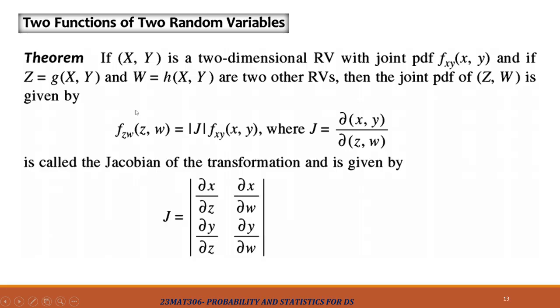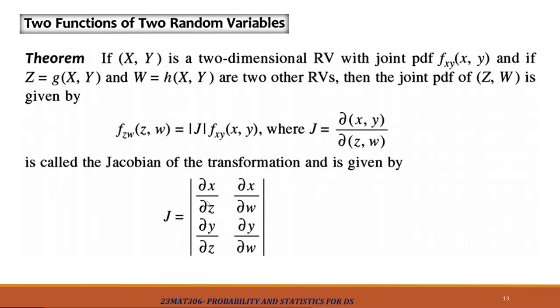We are taking z comma w, so a joint density function means it is a continuous random variable. So the relation is f of zw of z comma w equal to modulus of J into f of x comma y, where J is the determinant of the partial derivatives of x and y with respect to z and w. That is the Jacobian value.